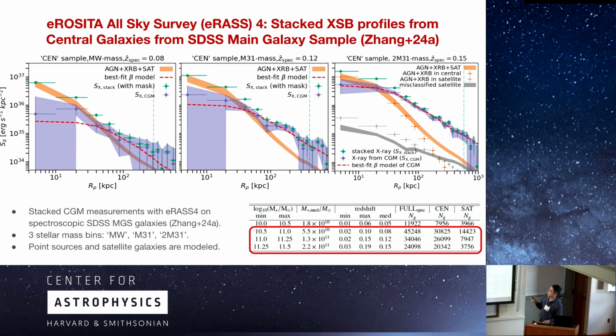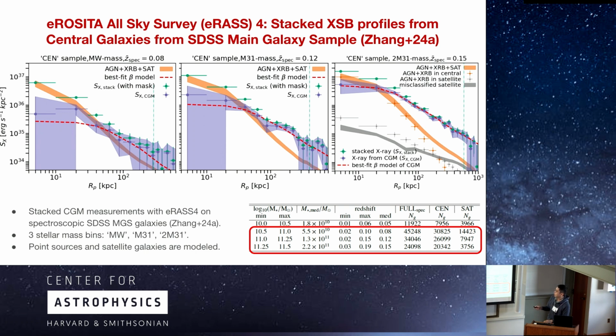They used the SDSS main galaxy sample to do the stacking of the eROSITA CGM. They divided the sample into 3 stellar mass bins: a Milky Way-like stellar mass bin, an M31 stellar mass bin, and a 2 times M31-like stellar mass bin, in order of increasing stellar mass. Here's a table showing the average stellar mass, the redshifts, and the number of galaxies they stack, which is between 20 and 30,000 galaxies.